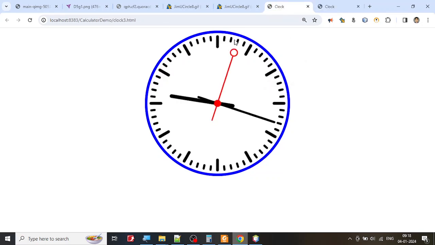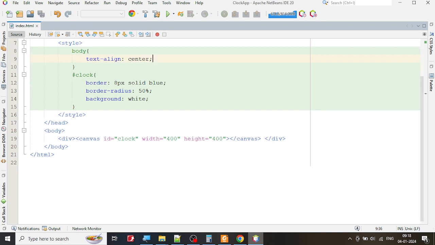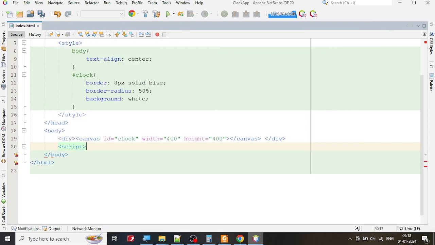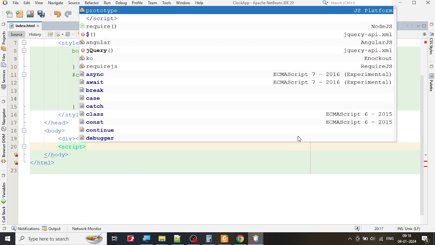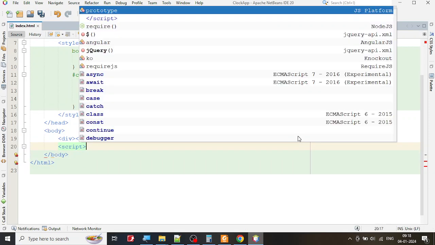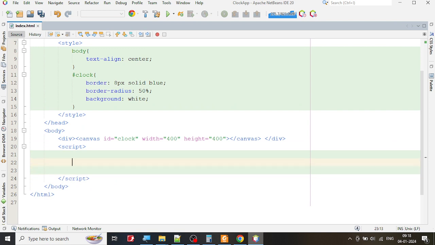Now what we are supposed to do is get this marking first, and that has to be done using JavaScript. So let me go ahead and put a script here. I will start with the script tag. Okay. First of all, let me get hold of this clock itself. So how do you get hold of this clock?